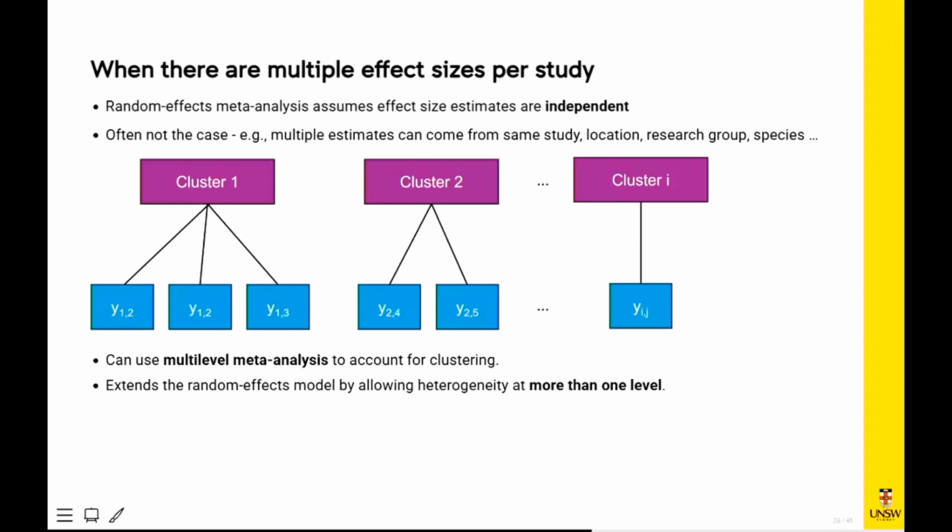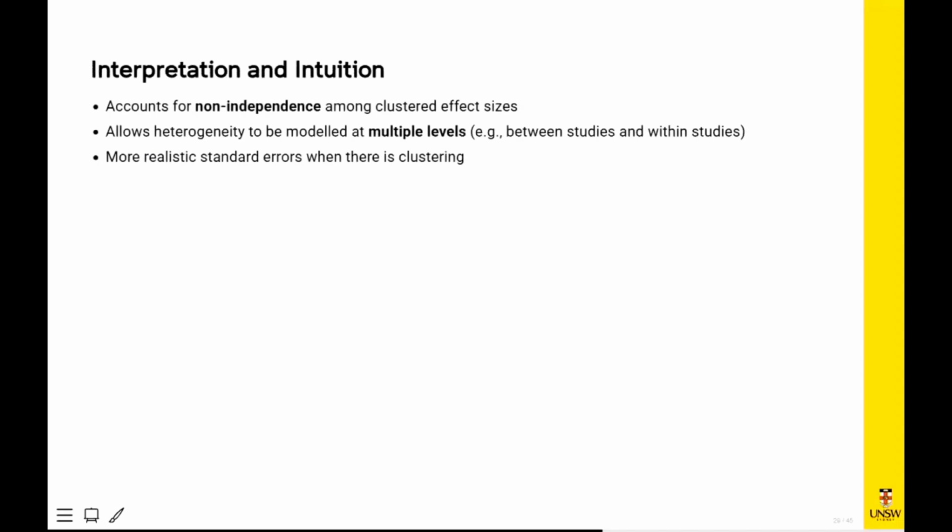You can do what's called a multi-level meta-analysis. If any of you have done any multi-level models or mixed models, this is the same idea. What we need to do is allow heterogeneity at more than one level. So not just between studies, like we were doing before, but also within a study. These multi-level meta-analysis models allow us to do that. So these models account for the non-independence among clustered effect sizes, and allow the heterogeneity to be modeled at multiple levels, so within and between studies.